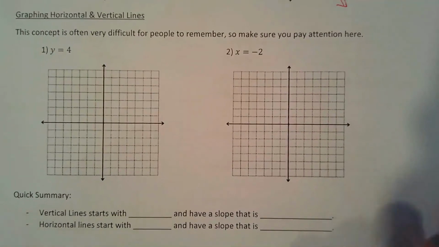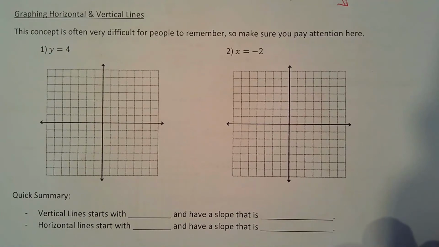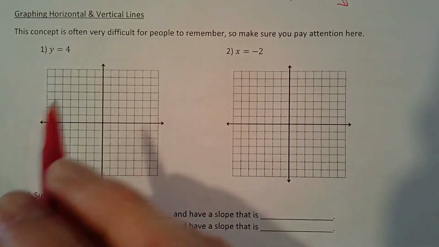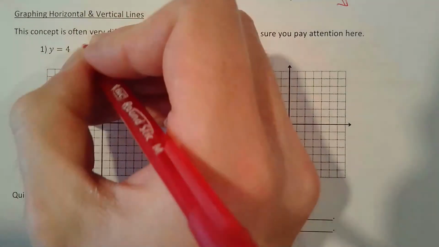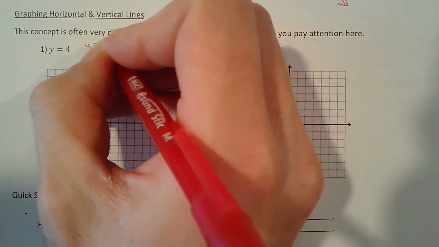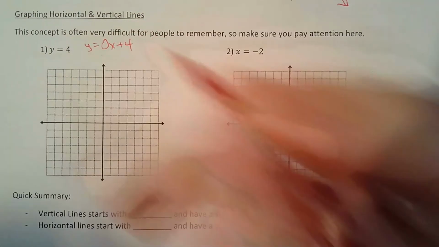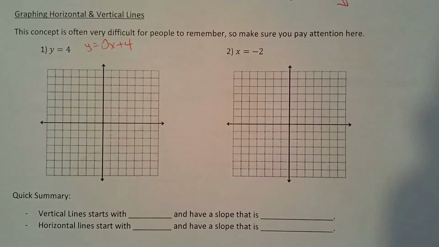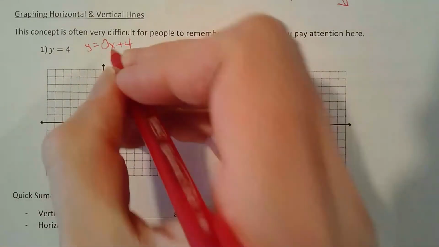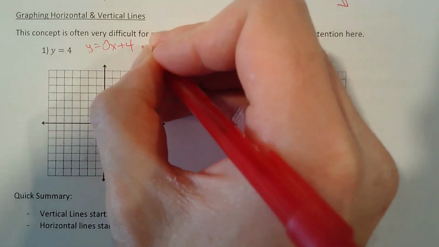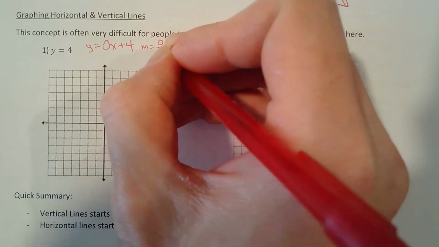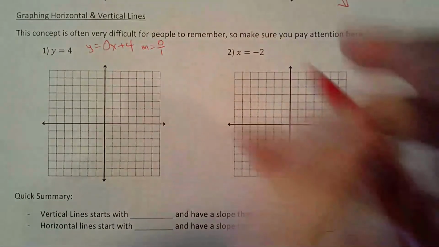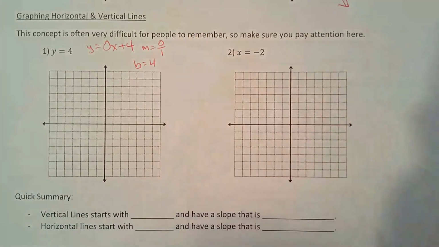Now let's get to the horizontal and vertical lines. Okay, if you can just memorize some of it, I think it makes it easier. So number one says y equals 4. Now notice that's the same thing as no x's plus 4. Okay, so that is still in slope-intercept form. It's just that on this one, the slope is 0 over any number you choose. I'll just put 1, and the y-intercept is 4.